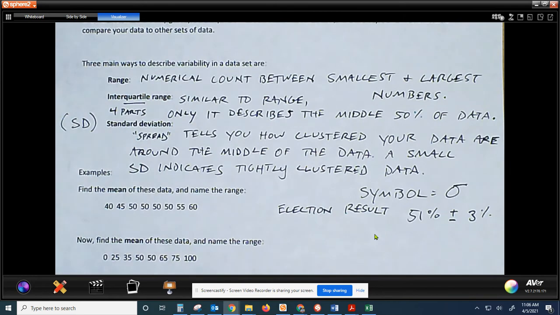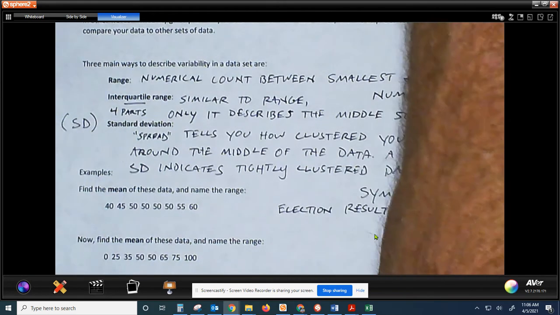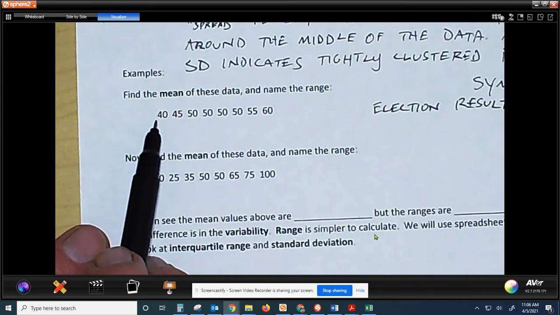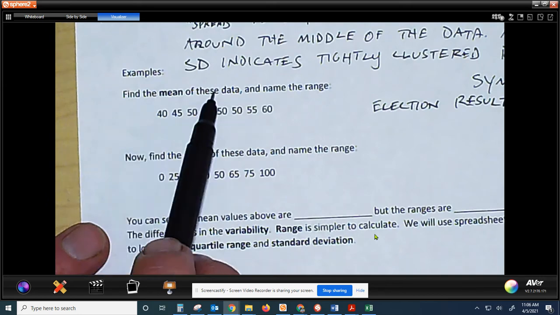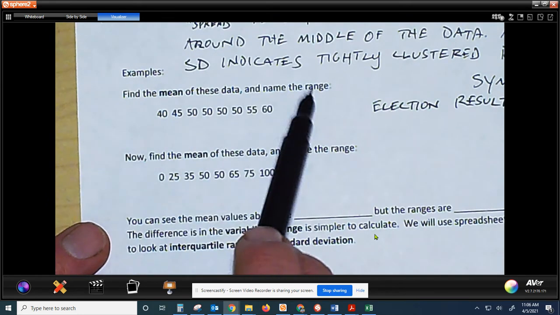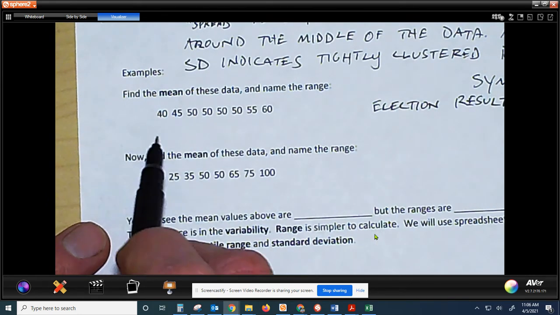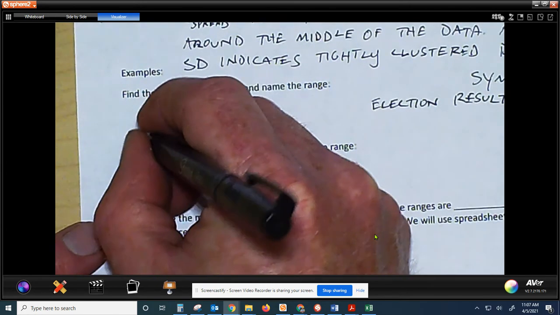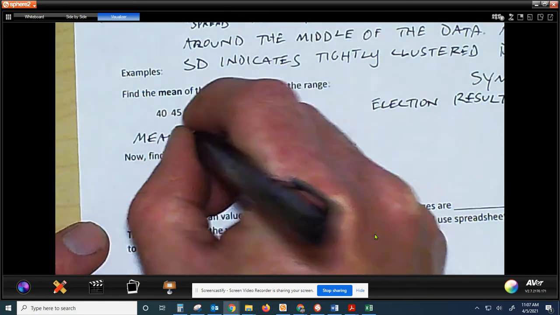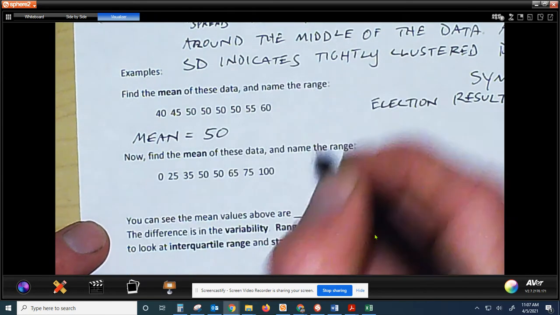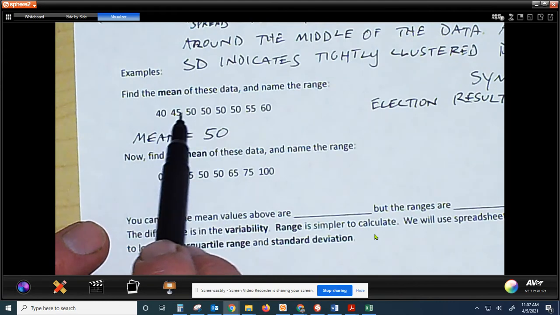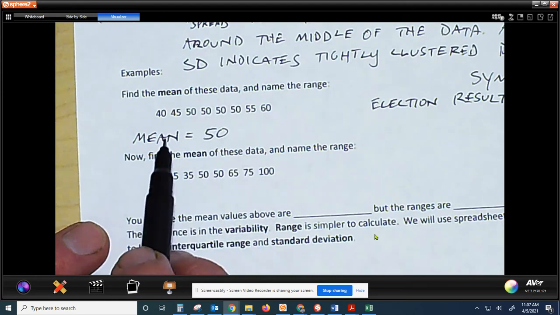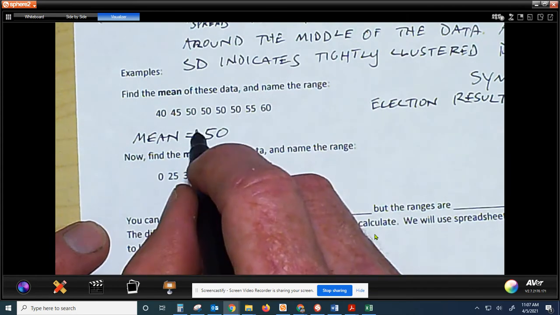So I want to show you a couple here. I'm zooming in on these little bits of data here. Find the mean of these data and then name the range. Well, I calculated the mean for you. I want to give that to you. The mean is 50. If you add up 1, 2, 3, 4, 5, 6, 7, 8, and add up all these numbers and divide by 8, it comes to 50.